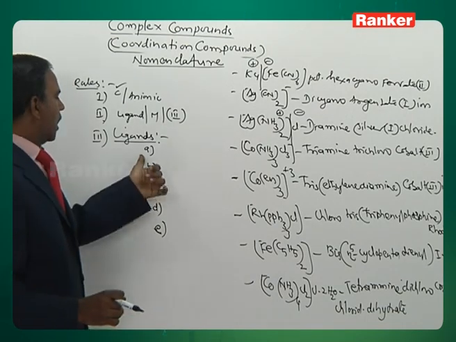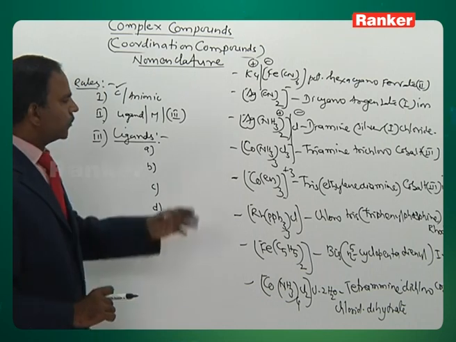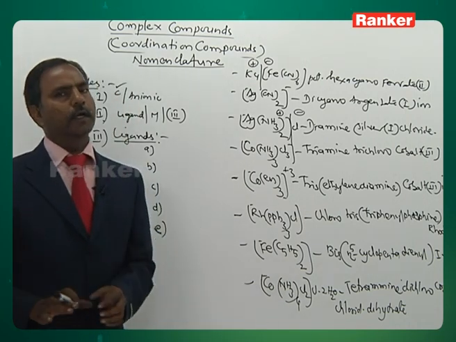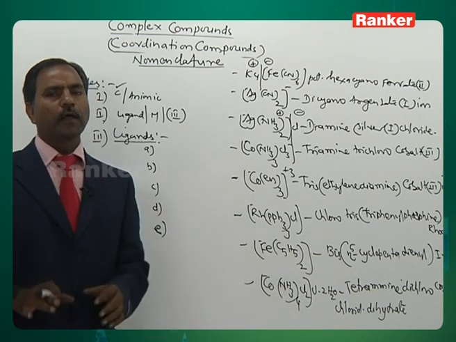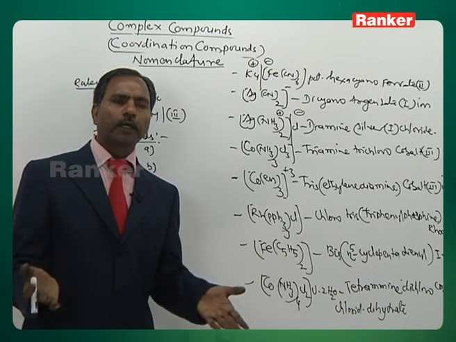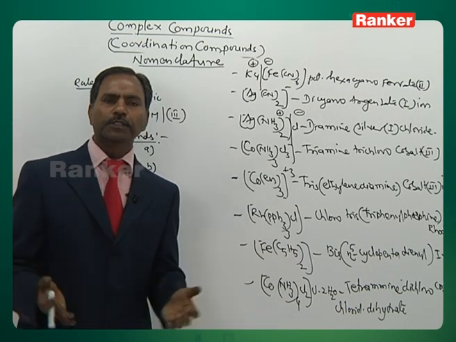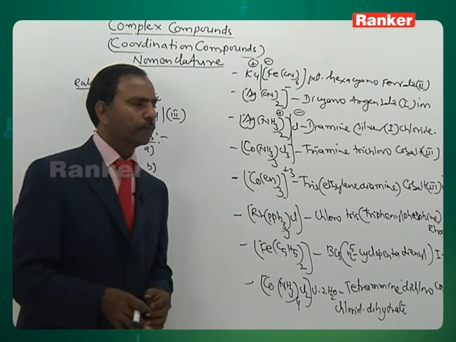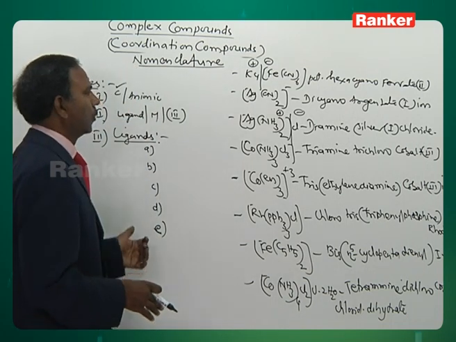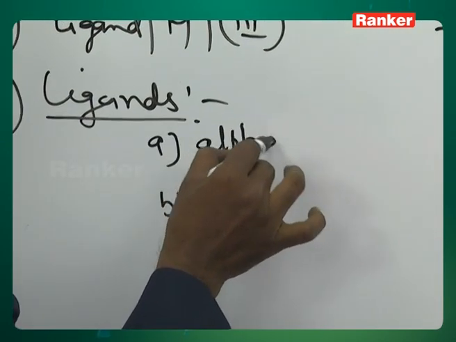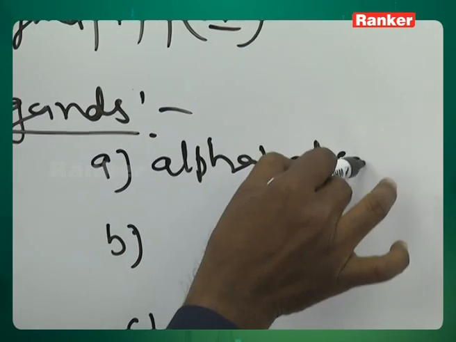Many are there. Now, under ligands. Ligands are named only according to alphabetical order, irrespective of the nature of the ligand. The ligand may be a negative ligand, it may be a neutral ligand, or it may be a positive ligand, but you only have to follow alphabetical order. Ligands are named only according to alphabetical order.